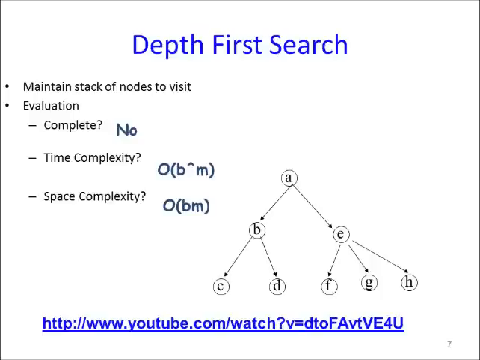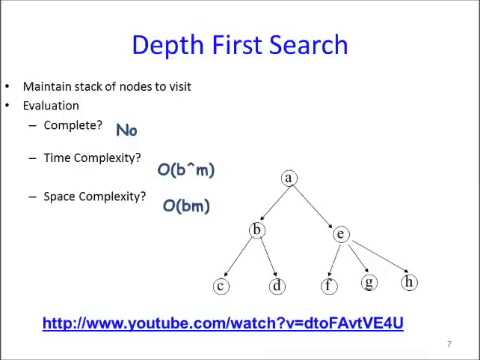This is also called chronological backtracking, if you care. It's backtracking because at some point it is going back, and it is chronological because it is going back in the order it came. And this term will probably come up again. Okay, it's not complete.